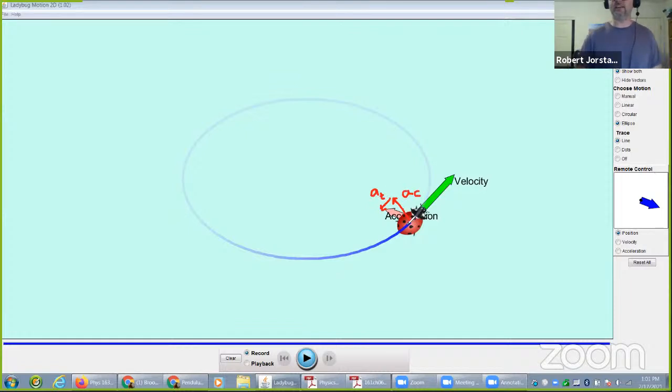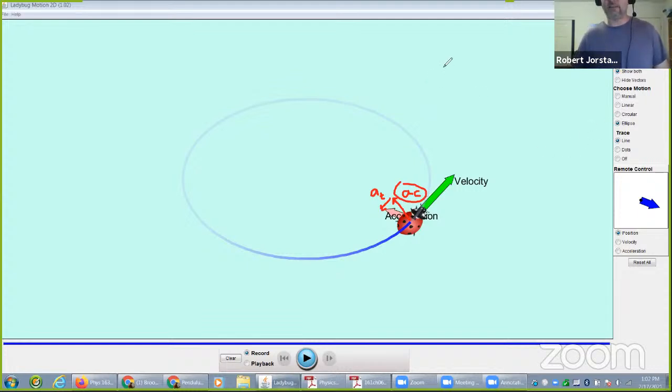So we could say in this particular instant in time, A tangential is opposite the velocity. You could say it's in the negative theta hat direction. And that's easier than trying to specify I hats and J hats. AC is operating towards the center. Towards the center is the negative R hat direction.